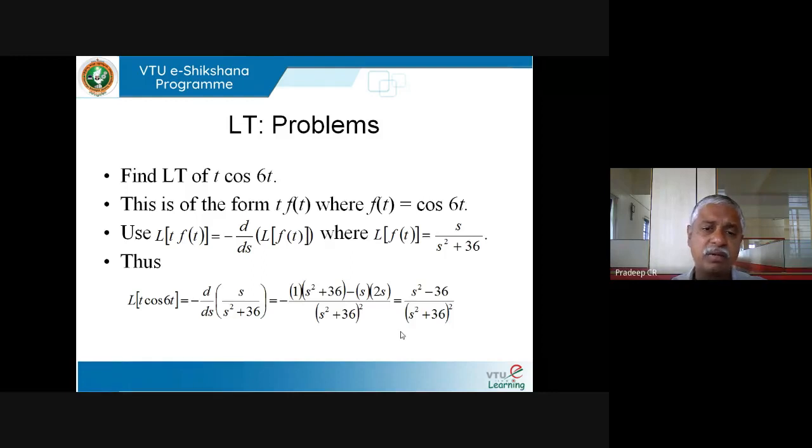So L of t cos 6t is basically, whenever I want to multiply a function by t and find the Laplace, all I need to do is find the Laplace of this function and then differentiate it. That's the procedure. And change the sign, of course. So I've done all that part here. I hope I've done the computations correctly.